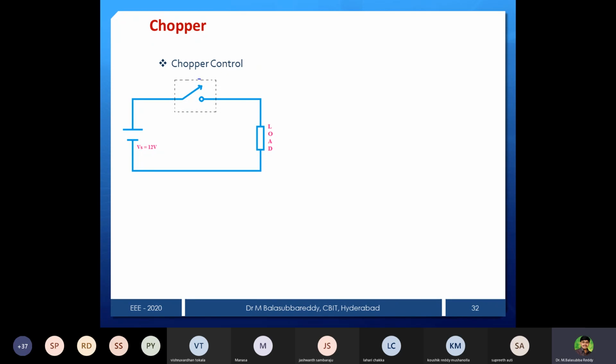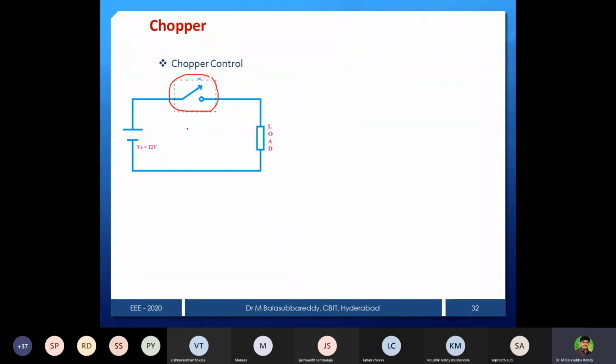I don't want to show that forced commutation circuit every time. That box represents a forced commutation circuit. Whenever you want to turn off, that forced commutation will act and the device is going to be turned off by using forced commutation. So this total setup, I call it a chopper.